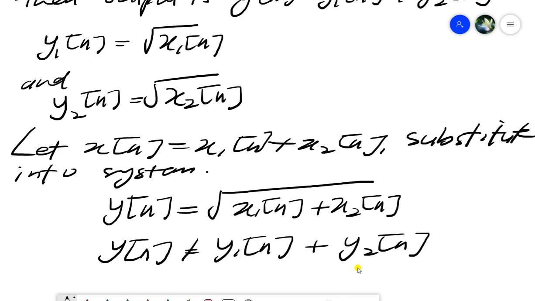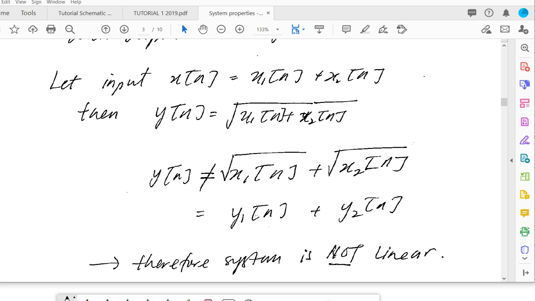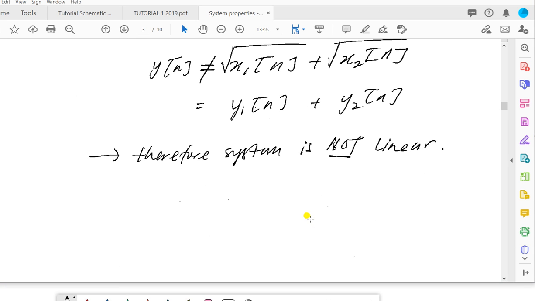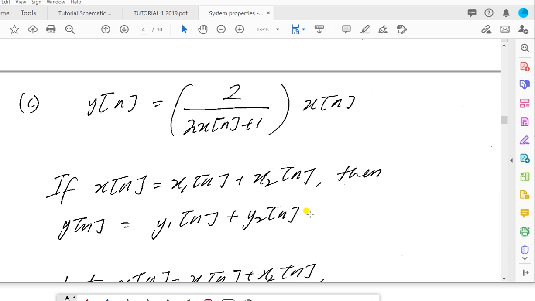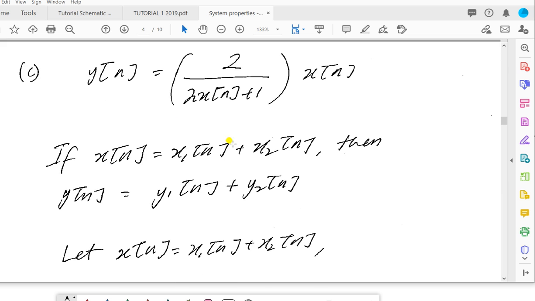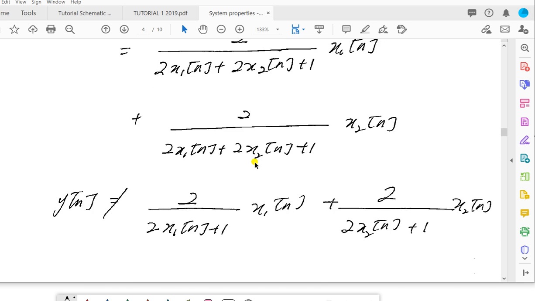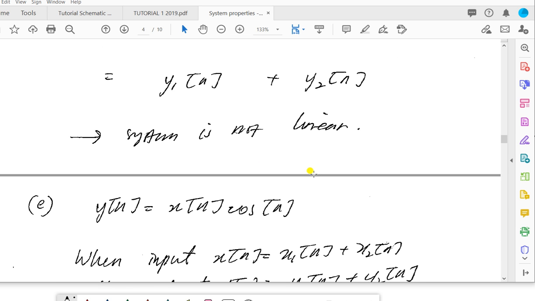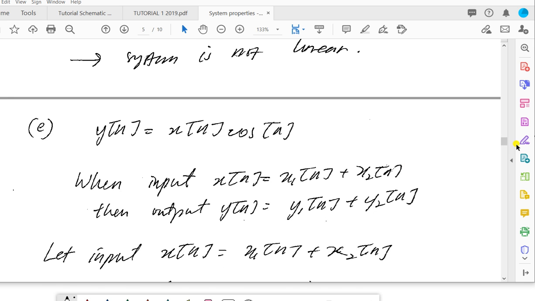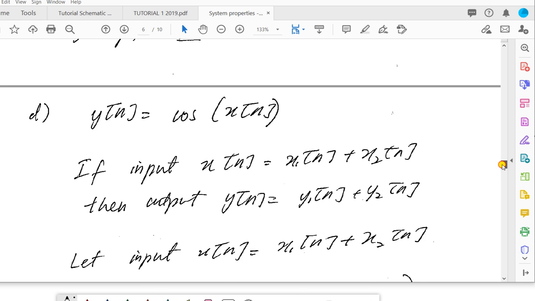Okay, let's continue with the next example. Therefore the system is not linear. Okay, here again we substitute xn with x1n and x2n. And I think for linearity, the method for this system is very clear. Okay, let's skip to time invariant.